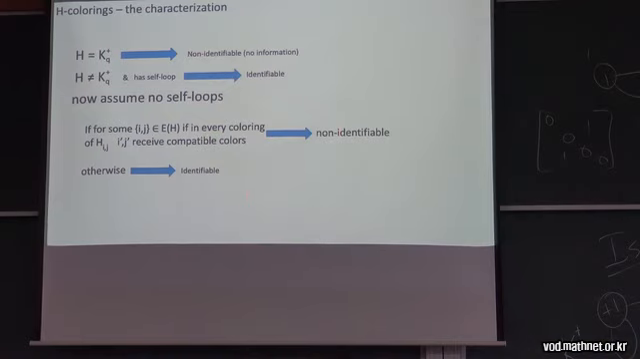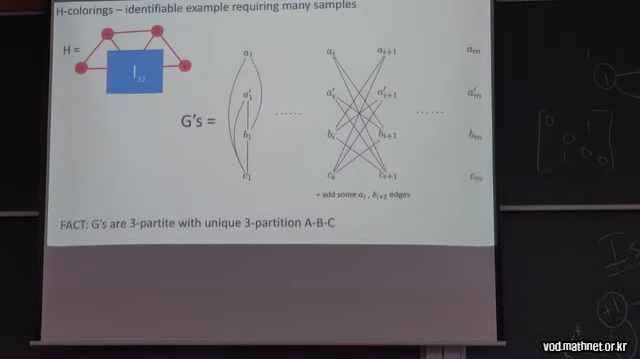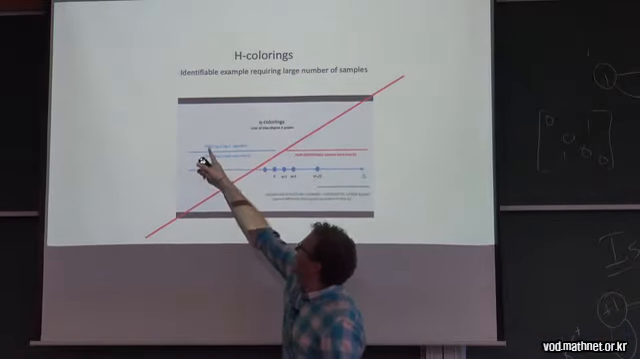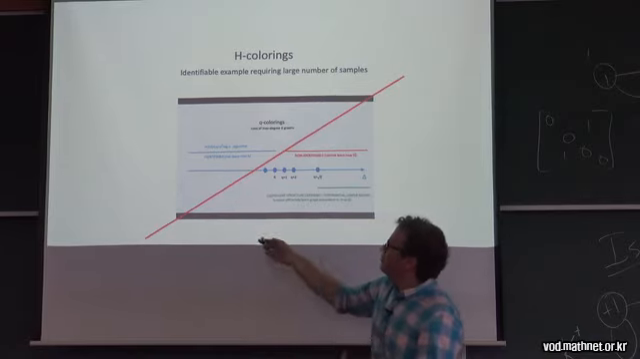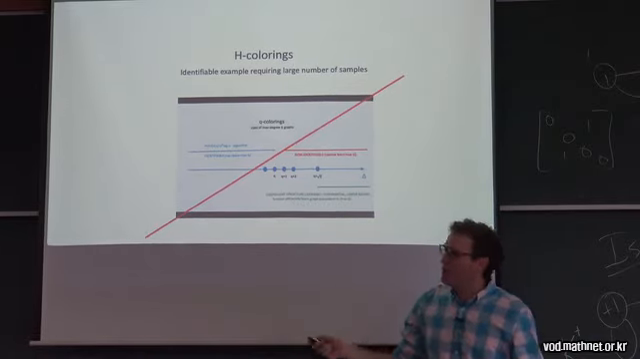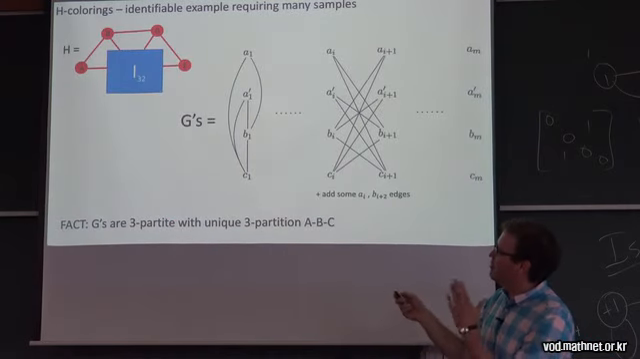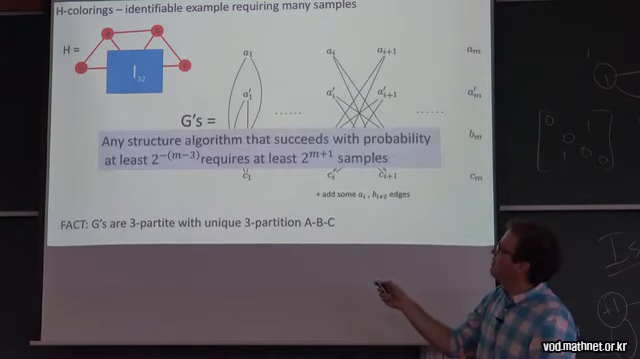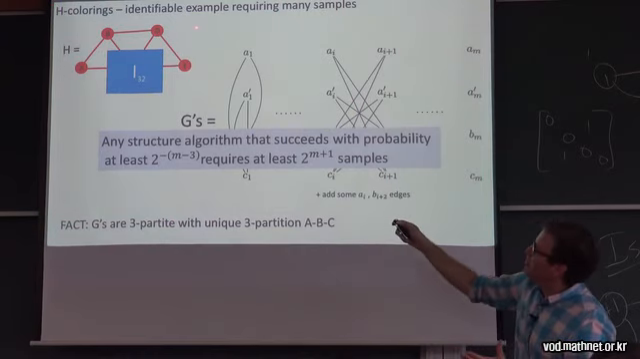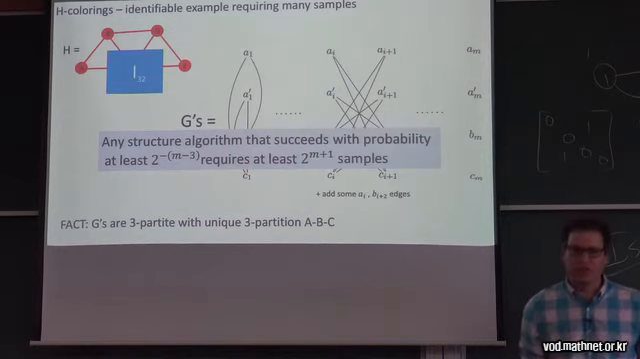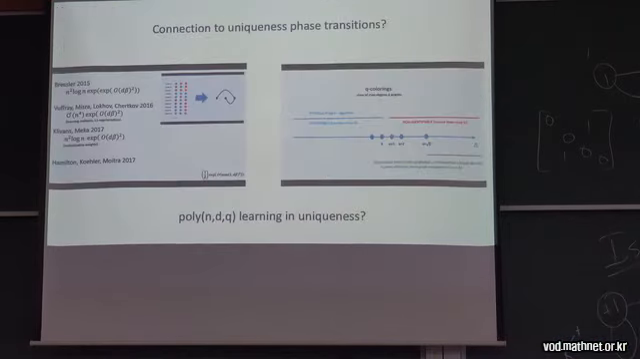So there's a simple characterization for when it's identifiable or not. And then the last thing is, in the identifiable region we had this efficient algorithm. Is that ubiquitous? Does that always hold for other problems? It turns out no. We can make an example of an H coloring problem where it's identifiable, but to learn it requires an exponential number of samples. So it's something about colorings that lets us do it. What is it about colorings?